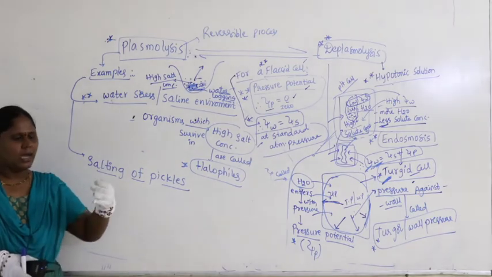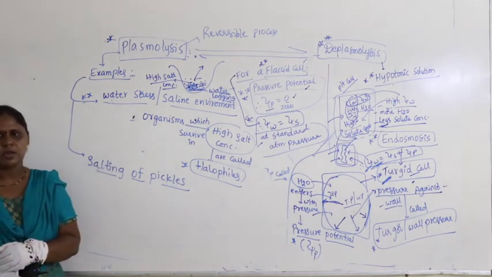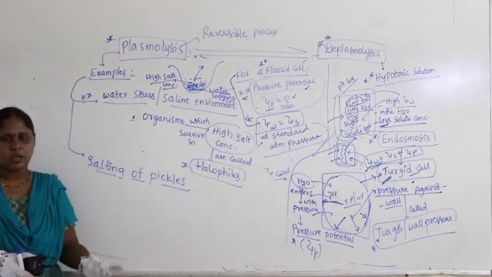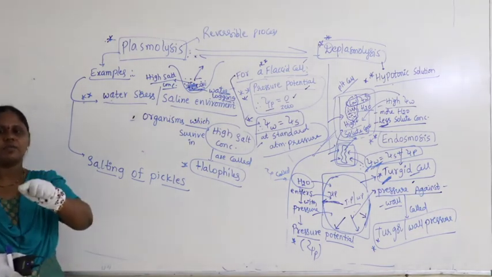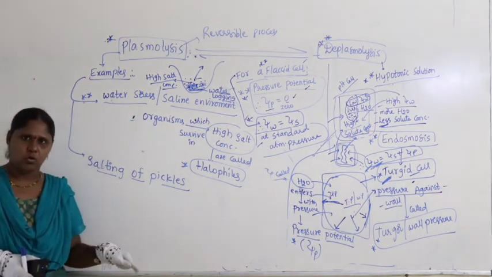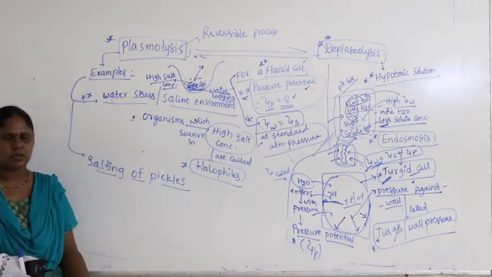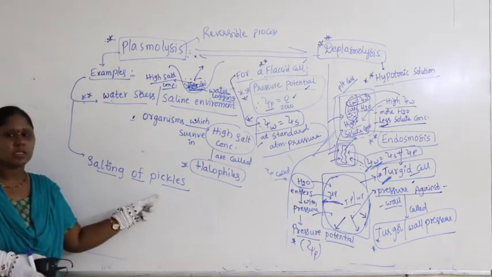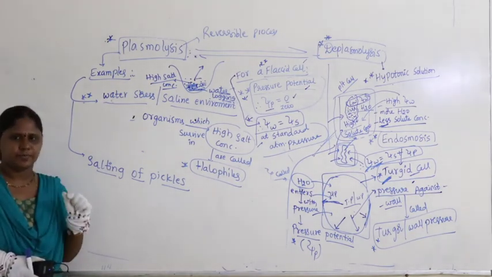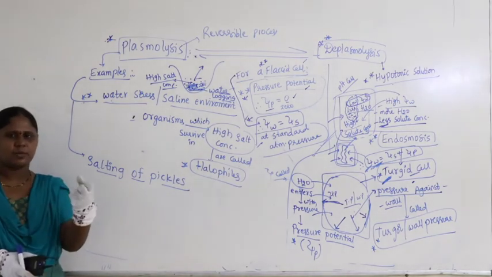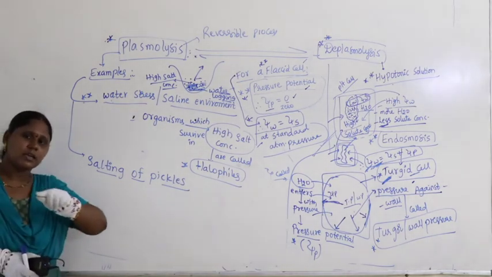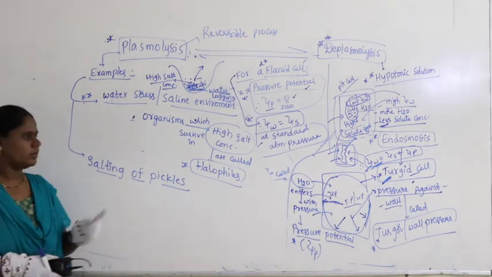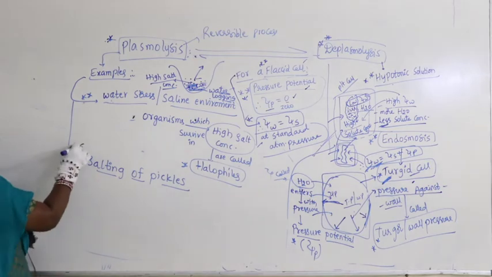Right. So here, as water goes out into the salt, immediately what happens? The flaccid cell will undergo deplasmolysis. So salt will enter into the mango, that is deplasmolysis. So salting of pickles is a good example. After some time you can see mango pieces are salted, right? You can see the juice coming out of the mango, then salt enters into the mango, then you can feel that the mango got absorbed with the salt. There what happens is called plasmolysis.